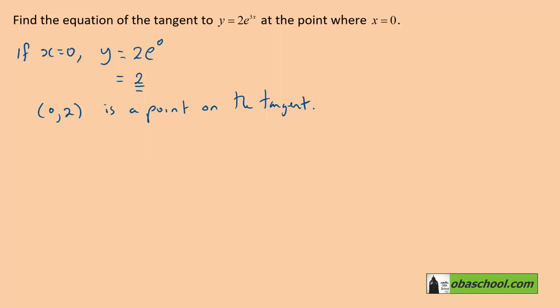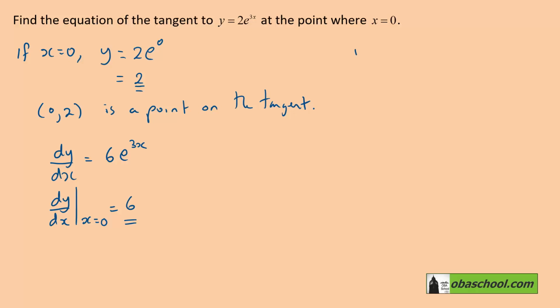Now we want the gradient. So we're going to differentiate. So dy/dx is 3 comes down and multiplies the 2, so it's going to be 6e to the 3x. Now dy/dx, given that x is equal to 0, is going to be 6e to the 0. 6 times 1 is 6. And so we now have the gradient.